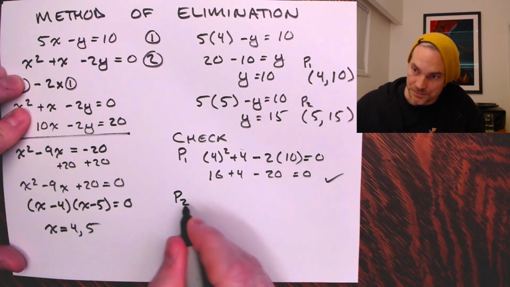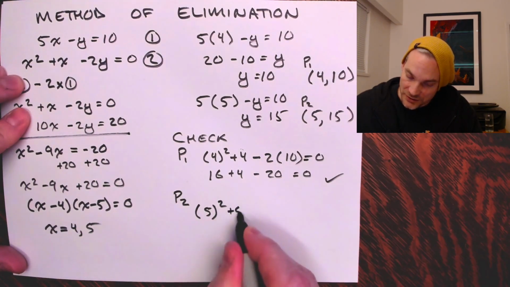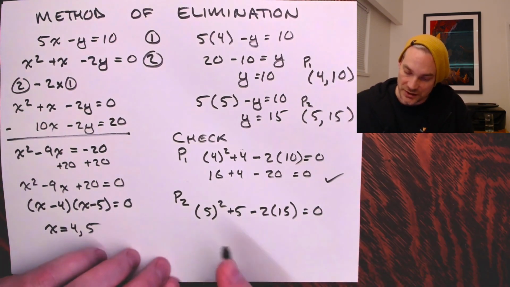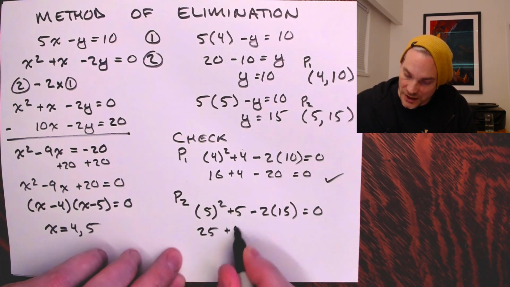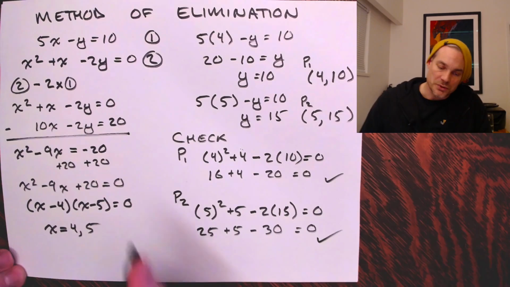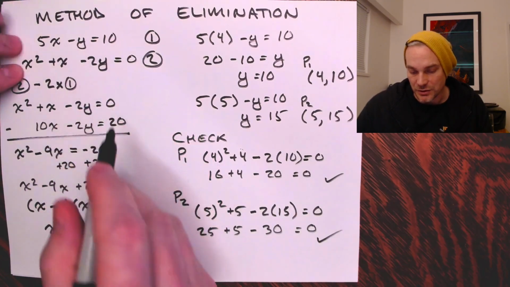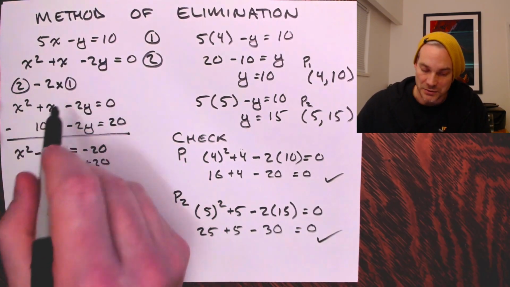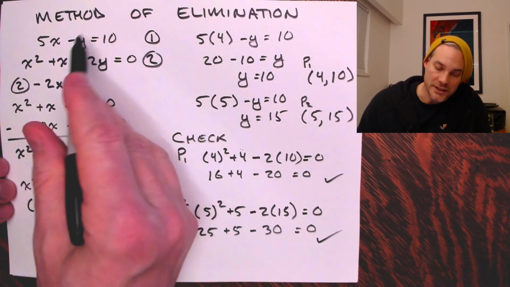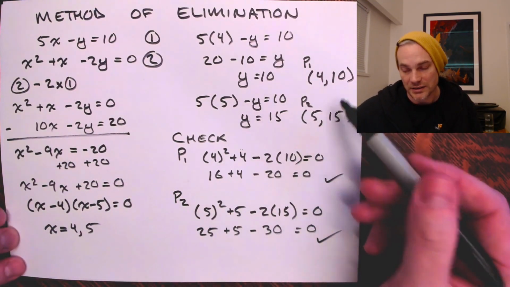Now we check point 2, and so this is going to be 5 squared plus 5 minus 2 times 15, and that still has to equal 0, so that's 25 plus 5 minus 30 equals 0, and that also is true. Okay, so we've gone through, we used the method of elimination by grouping these two equations, adding them or subtracting them. In this case, we subtracted them and multiplied by 2 to eliminate one of the variables. So that is the method of elimination. Then we went through, solved for x, found our y's, checked our solution.